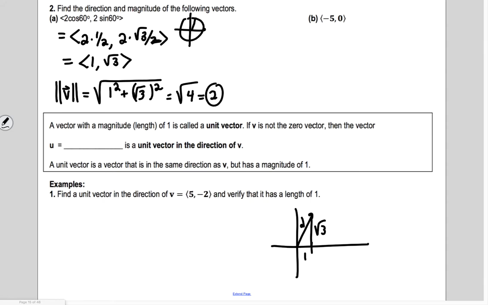What's the direction? 60 degrees. Tell me how I could do that without doing any of that math that I just did.